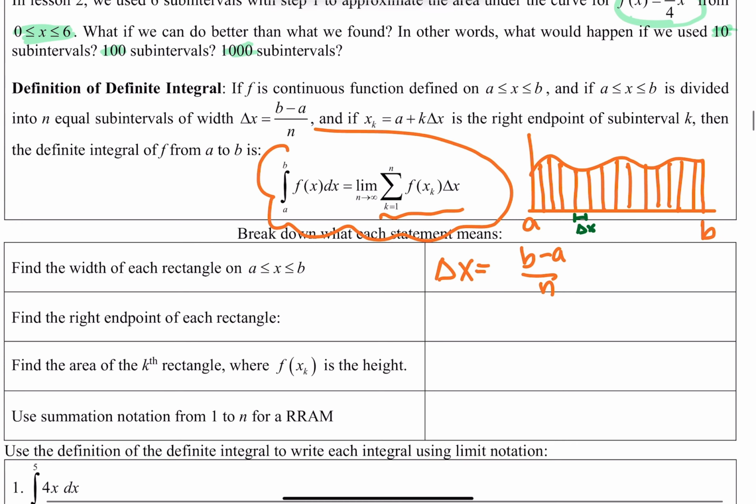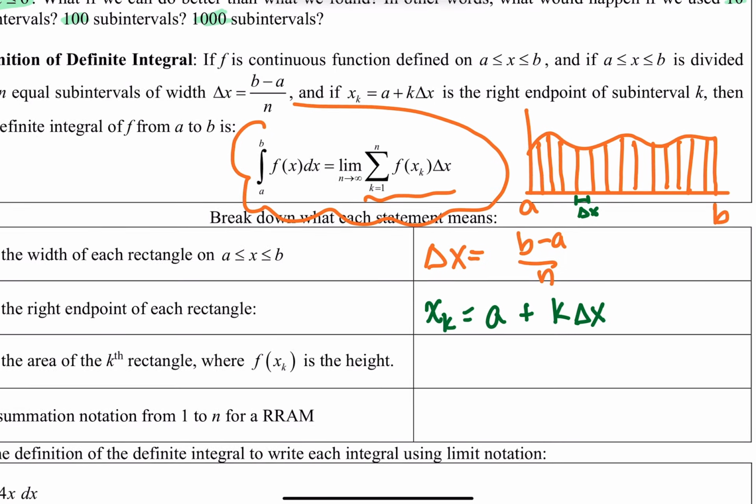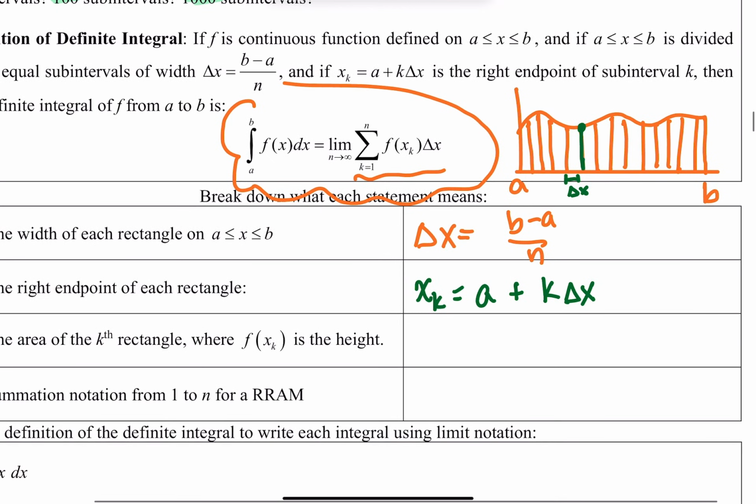We're going to find the right endpoints of each rectangle by adding a. So this is going to be x sub k. That's going to be a plus k times delta x. So delta x represents my width. My k value right here just represents my subinterval. It's basically representing the point right here, the right endpoint.